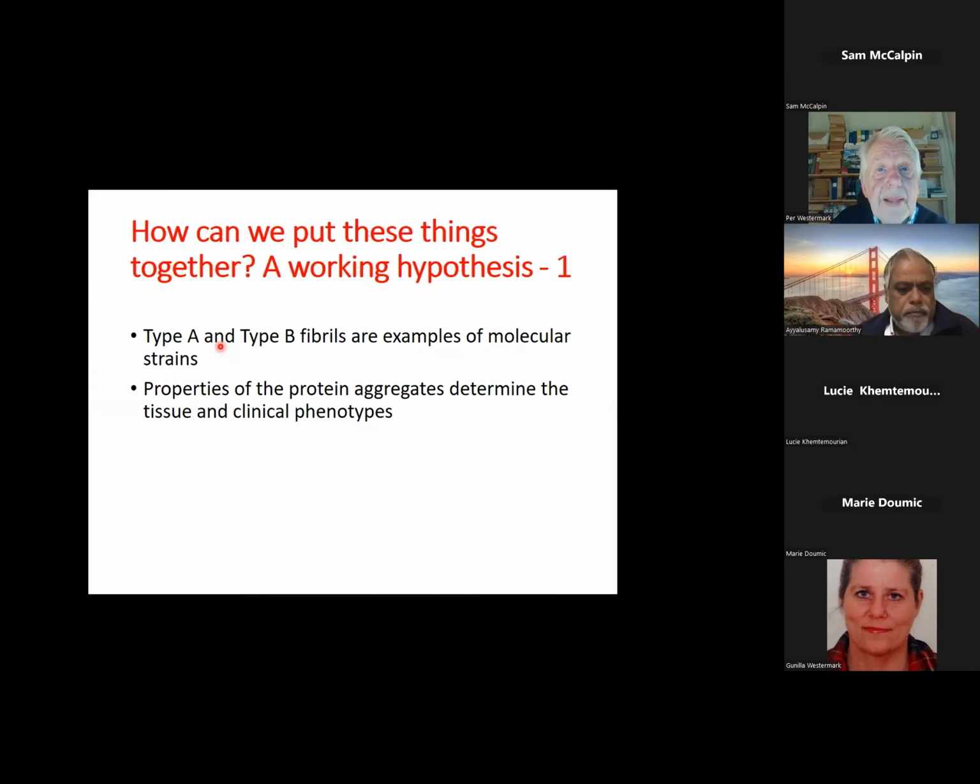And so one can ask, how can we put these findings together? We think that type A and type B fibrils are good examples of molecular strains, since they are the same protein showing different shapes of the protein and of the fibrils, and different diseases. And we also think that the properties of protein aggregates determine the tissue and clinical phenotypes.